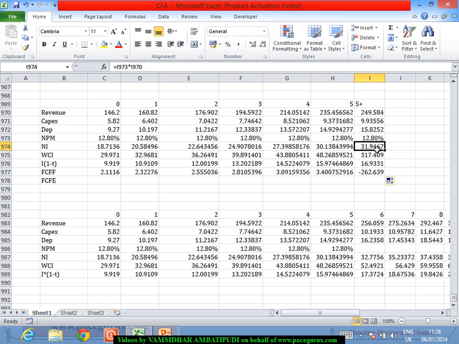No, this is the working capital investment, which has to be this much times 1.06. Okay, so this is what is coming out to be my free cash flow to the firm. And if I have to find out the free cash flow to the equity, from the free cash flow to the firm I subtract the interest into 1 minus T, and I add back the net borrowing.